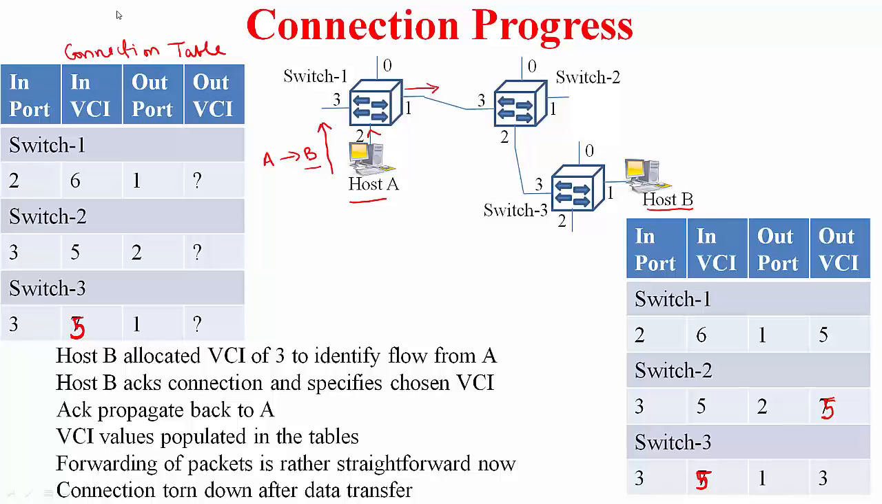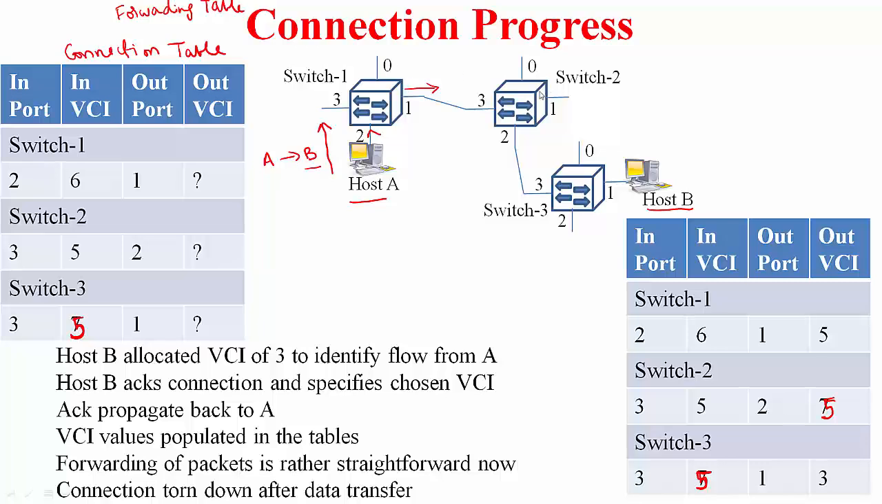This information it gathers, much like in datagram switching, through the forwarding table. So it does have a connection table as well as a forwarding table. The forwarding table tells it that to reach B, you need to send it out on port 1. So in this connection table, it is going to fill in that information. It doesn't know which outgoing VCI to use. This will become clear shortly.